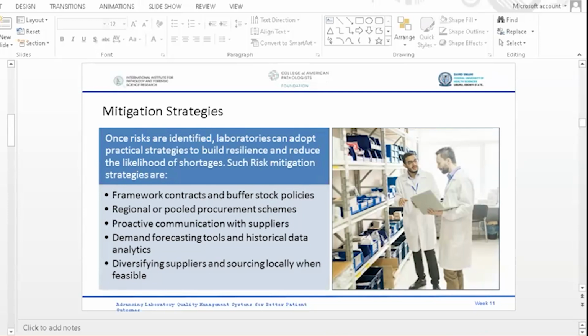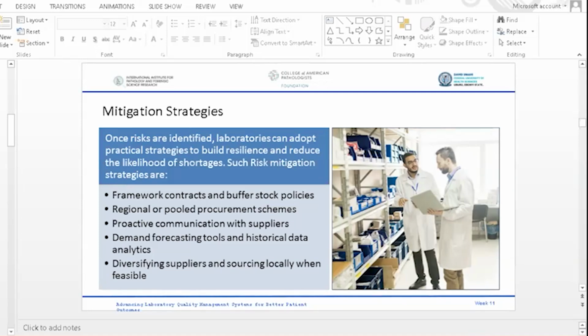Okay, the next mitigation strategy is proactive communication with suppliers. This is key for early warning of potential shortages or changes in availability. Long-term partnerships with suppliers can improve forecast accuracy, can enable you to forecast accurately, and also reduce lead times.